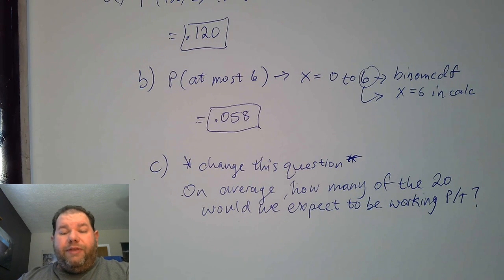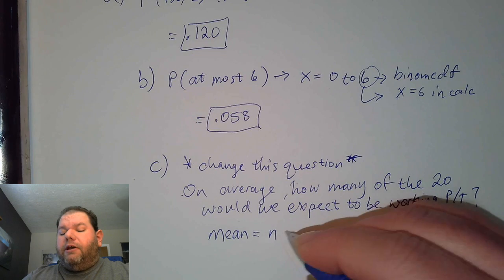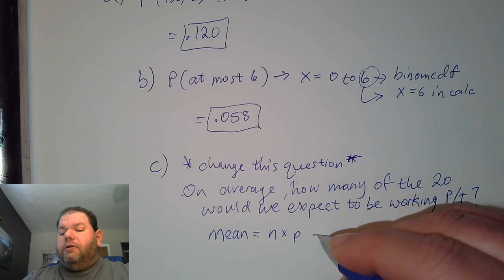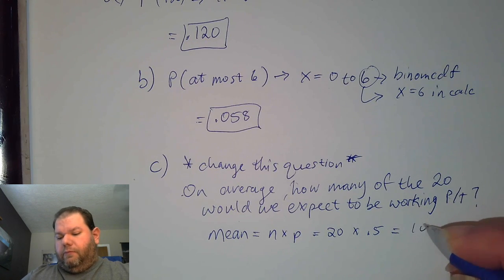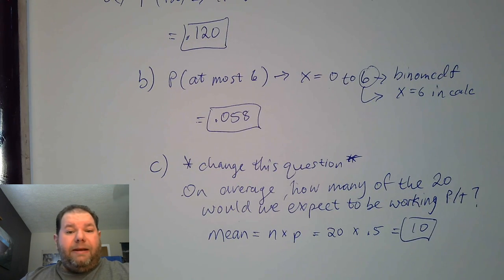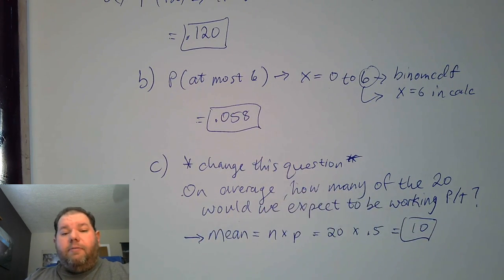Now, what that means is if we're looking at expected value, which is the mean. And so the mean, we know, is equal to n times p. So that's 20 times 0.5. So on average, we would expect 10 people of that group of 20 to be working part-time. Okay. So what it's really asking us to do in this case is find the mean for this binomial experiment.